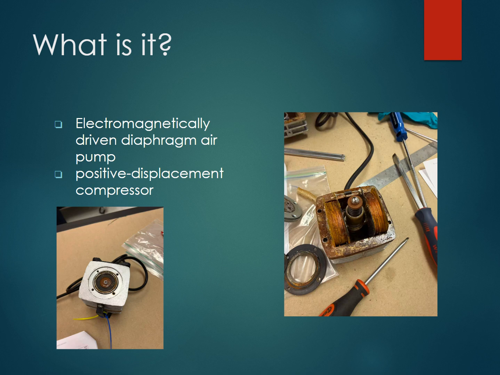There are two main subsystems. The first is the drive unit, which is the magnetic coil and core assembly, which produces a time-varying magnetic force to oscillate the second part, which is the pump head, which is a flexible diaphragm which acts like a moving wall of the chamber, which has multiple holes in it to allow for flow.